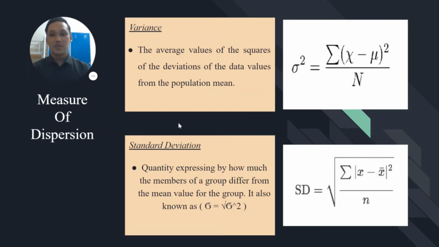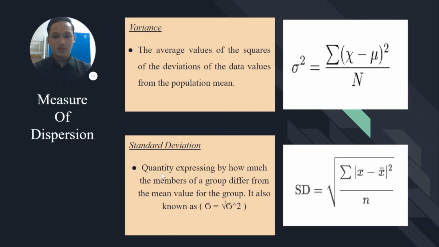For the measurement of dispersion, there are two methods that we have to apply, which are variance and standard deviation. The variance is the average of the squares of the deviations of the data values from the population mean, which is the midpoint power 2 times the frequency of data, minus the total frequency of data times the midpoint class, which we have to power of 2, divided by the frequency of data.